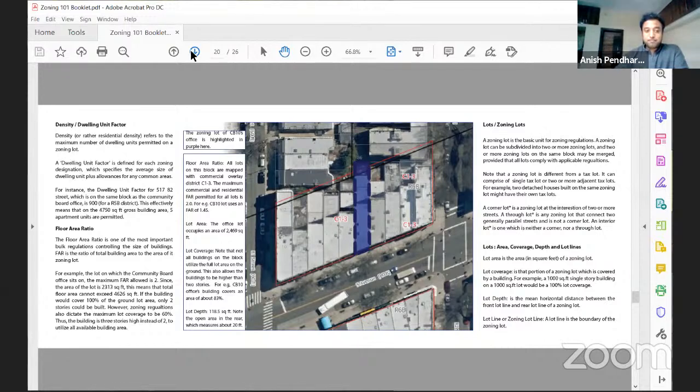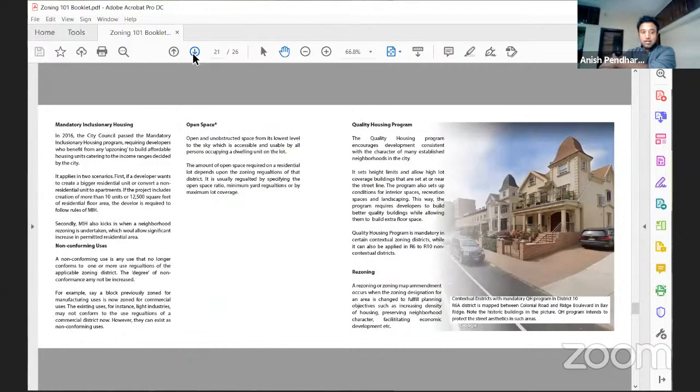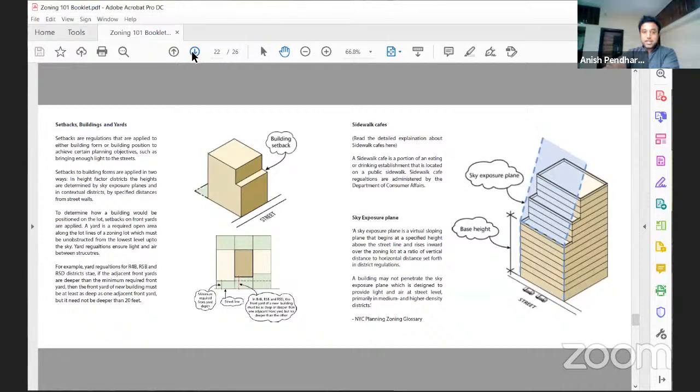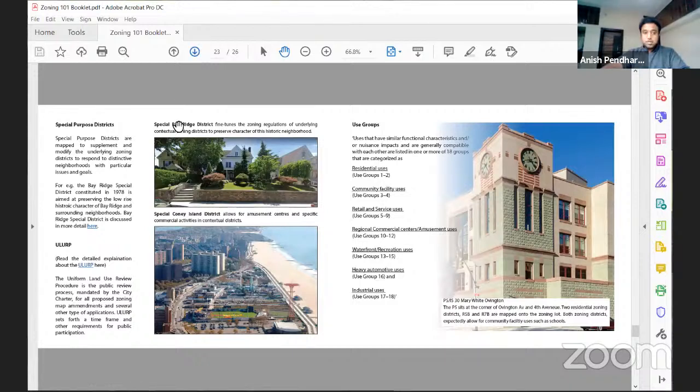I remember a question was raised by a new member at one of the meetings about something as basic as floor area ratio. So what is it and how do we use it? Then what is a quality housing program? What is rezoning? So yeah, stuff like that. And yeah, what are special purpose districts? What are all the use groups defined by NYC zoning?